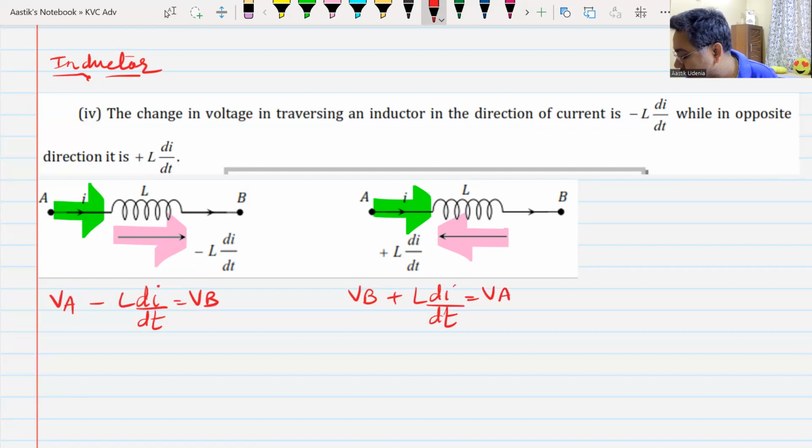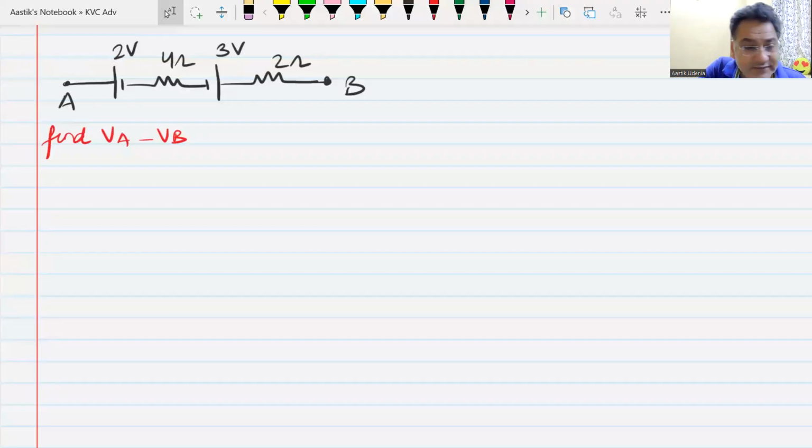So the sign convention for the inductor is the same as the sign convention for the resistor. The sign convention for the capacitor is the same as the sign convention for the battery. Do we understand what I'm saying here? Yes, sir. I'll give you 2 minutes to note this down. Then this is the next question.